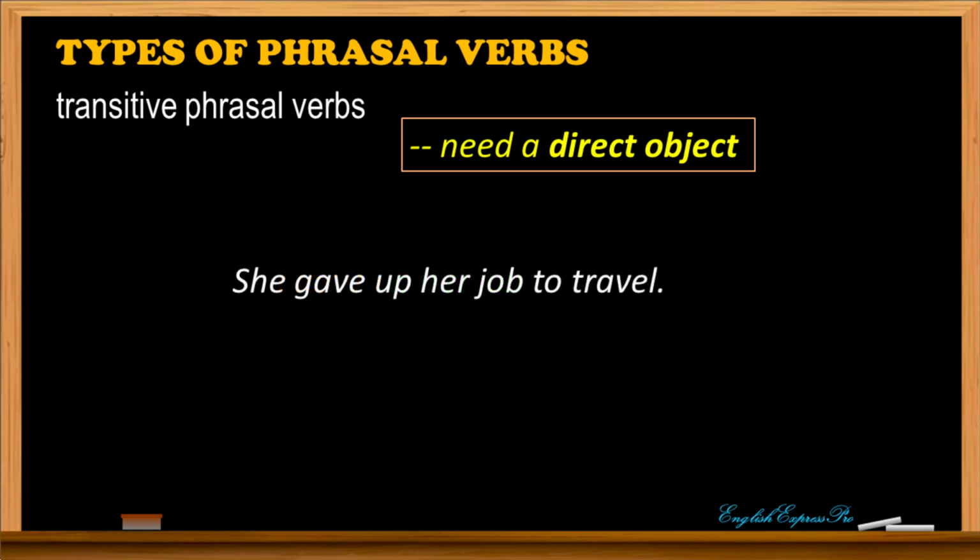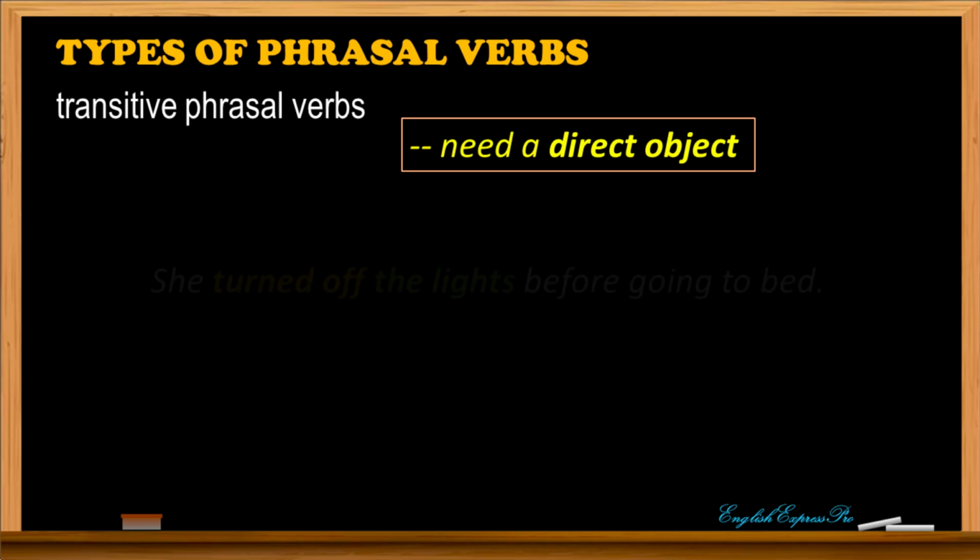She gave up her job to travel. Her job is the direct object of the phrasal verb, gave up. The key thing to remember, transitive phrasal verbs always need an object to complete the meaning. Now, let's look at more example sentences.